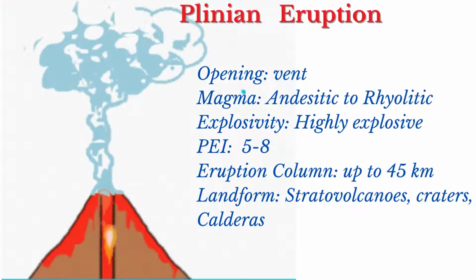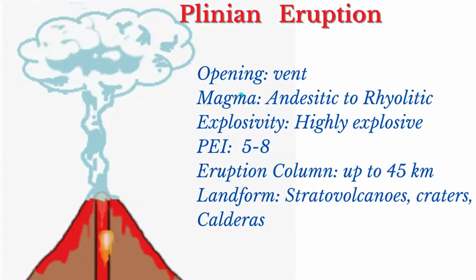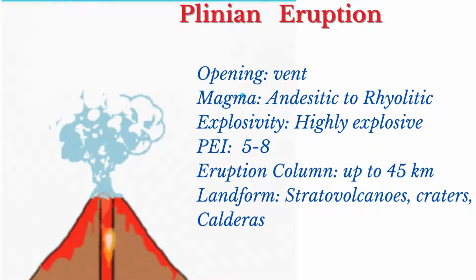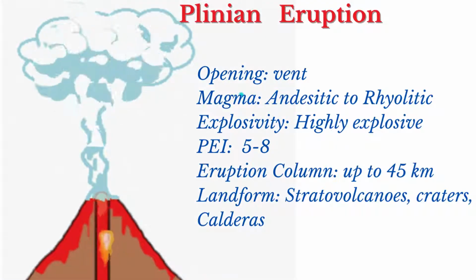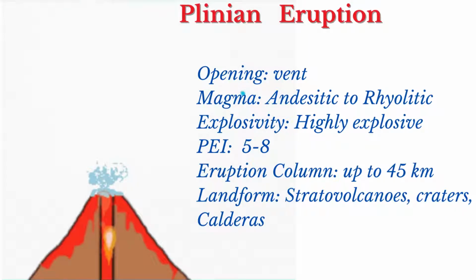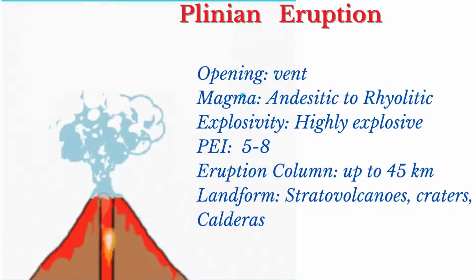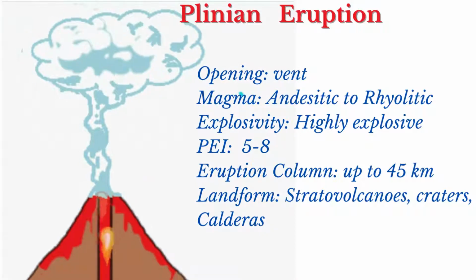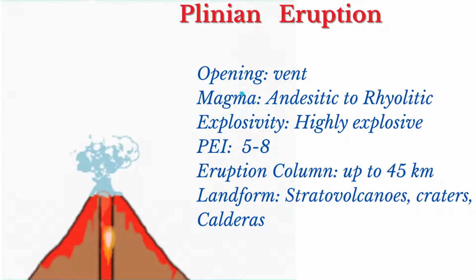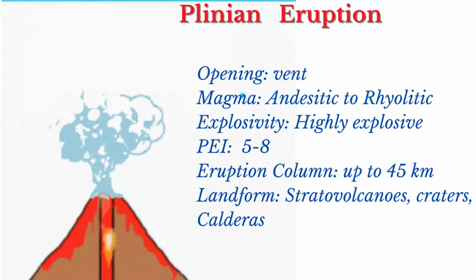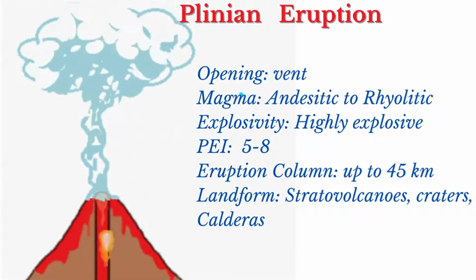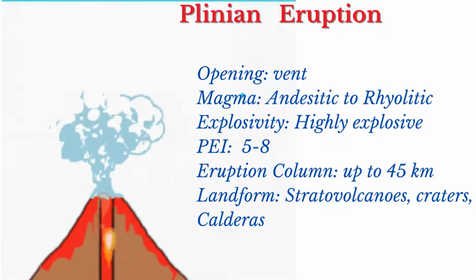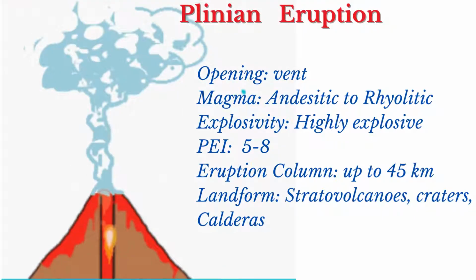Now, Plinian eruptions result from a sustained ejection of andesitic to rhyolitic magma into eruption columns that extend up to 45 kilometers above the vent. The eruption of the uprushing gases and volcanic fragments has been compared to a gigantic rocket blast directed vertically upwards.